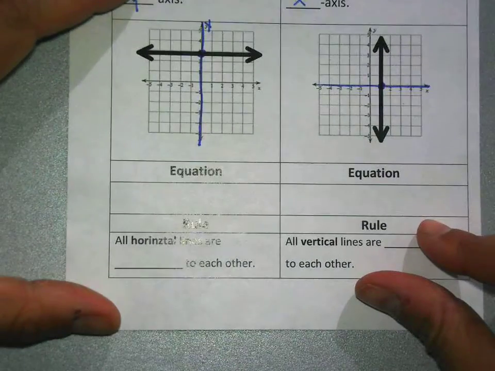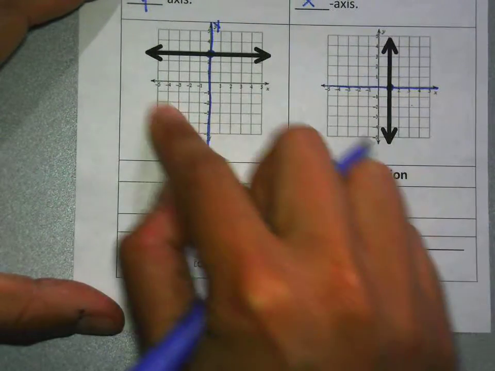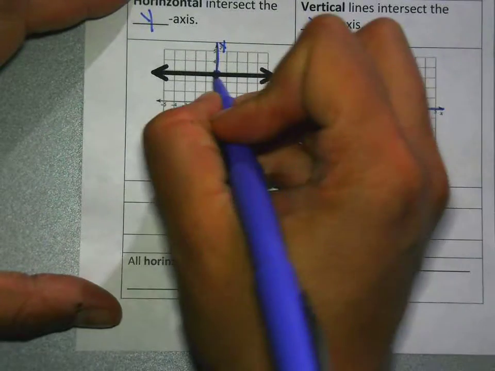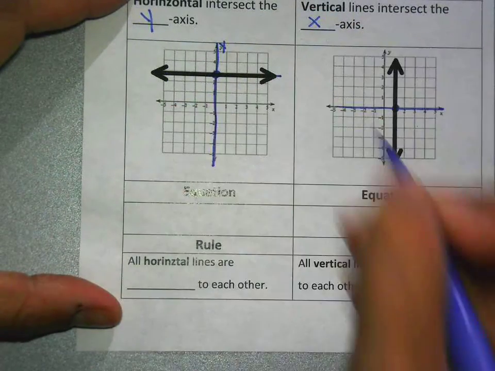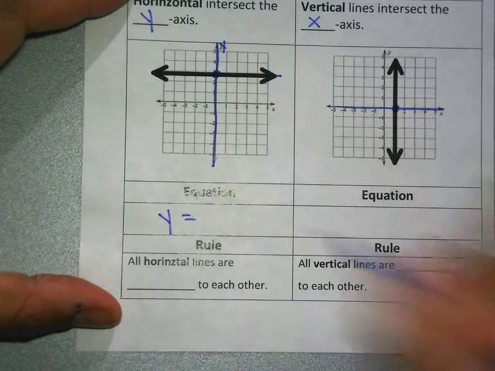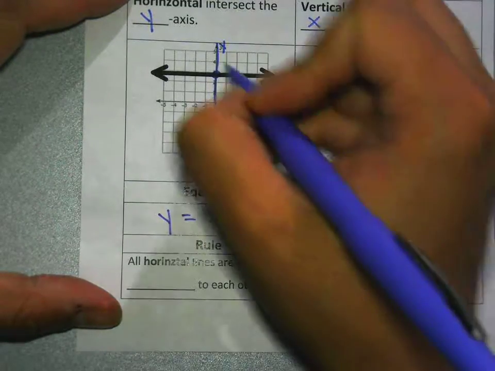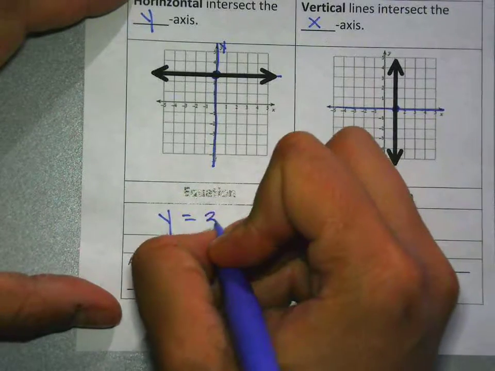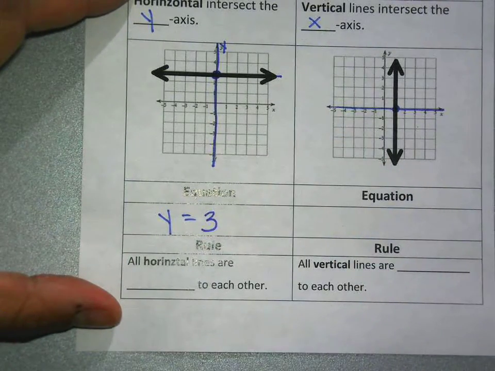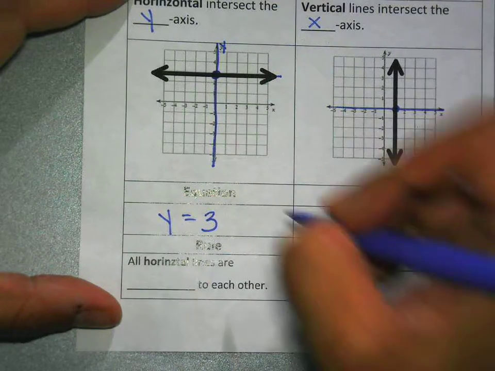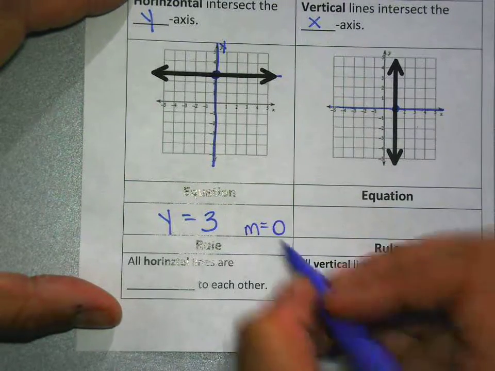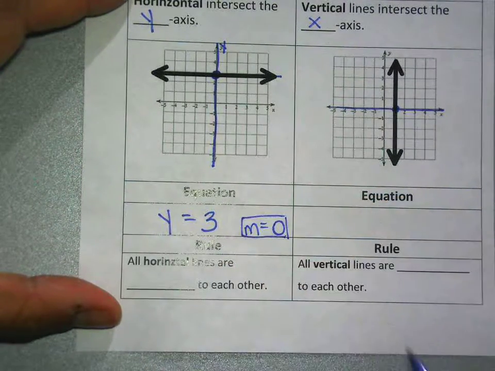So the equation that I would write for this horizontal line, because it is touching the y-axis, I'm going to start with y equals, and then I simply locate the number it touches, and that is at 3. The slope value for this line would also be 0. That's just a little bit of information that we should always remember.